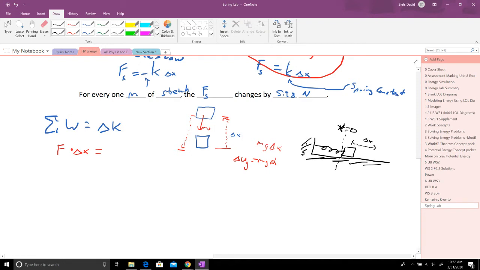Once I stretch this spring by that delta x, the block is over here now, and I've stretched that spring out. So now the spring is like work, work, work. I know that spring is going to want to pull back.